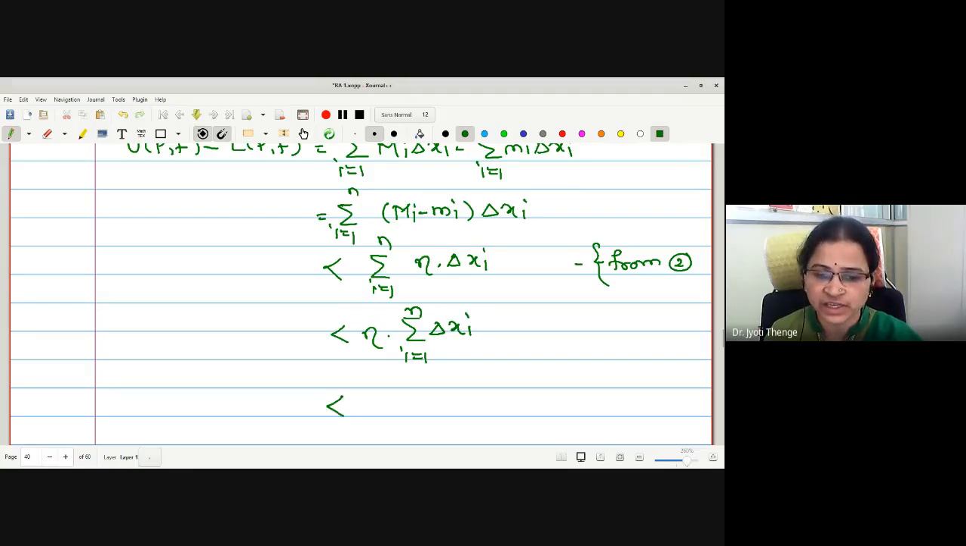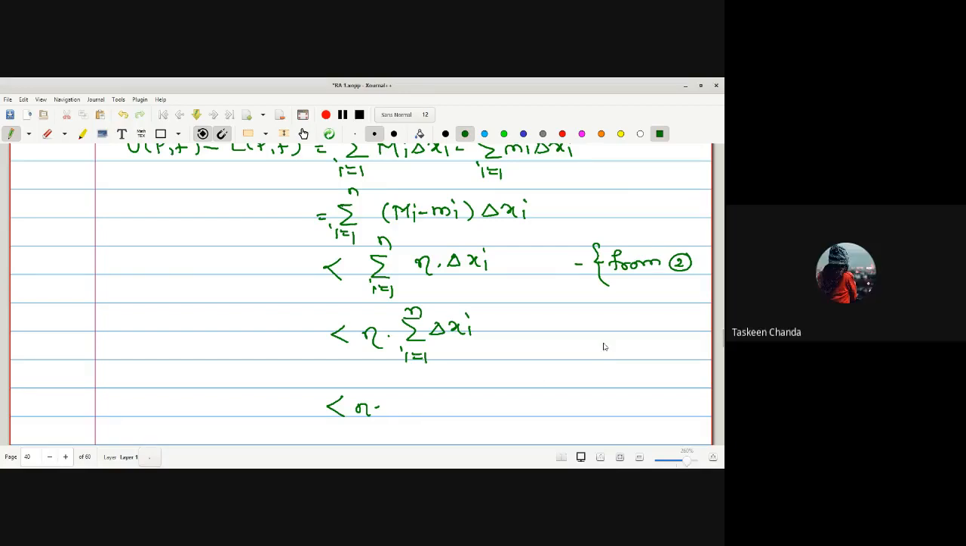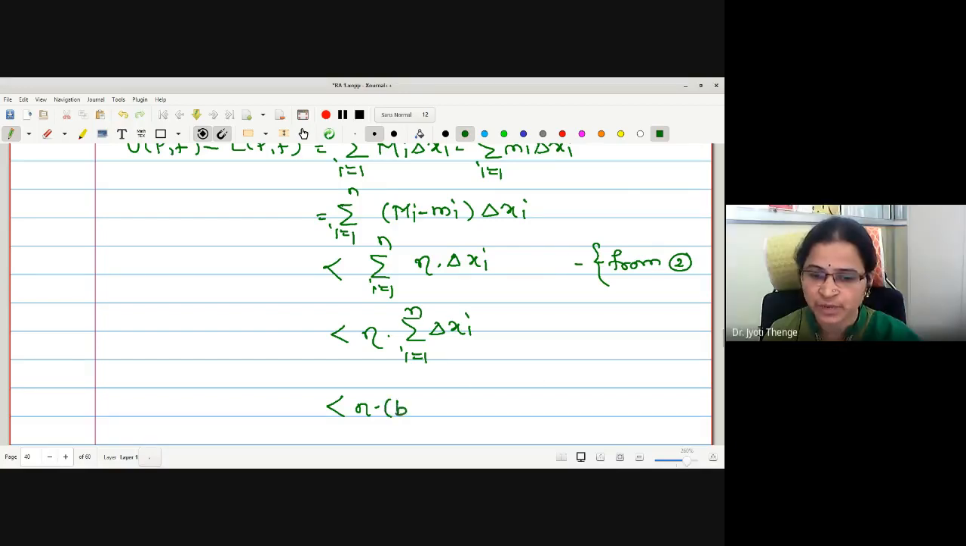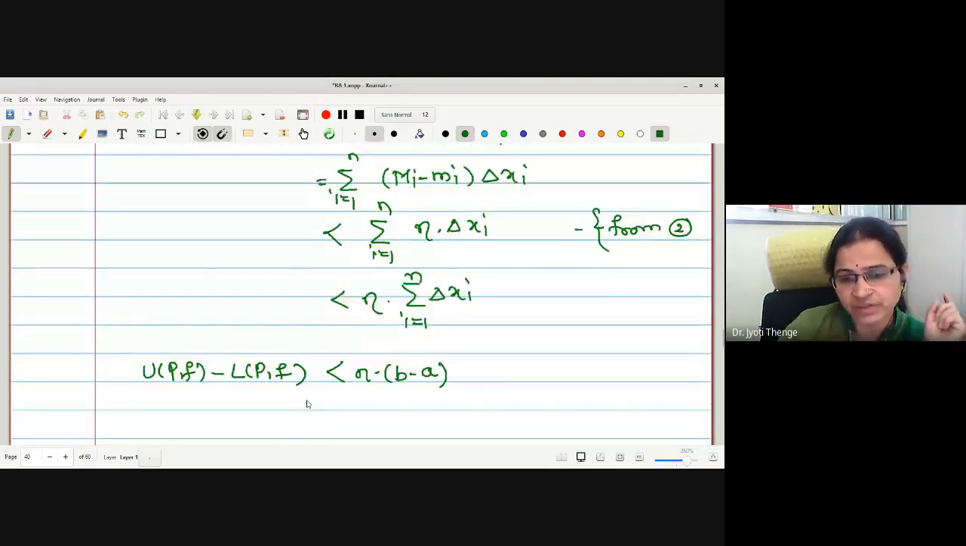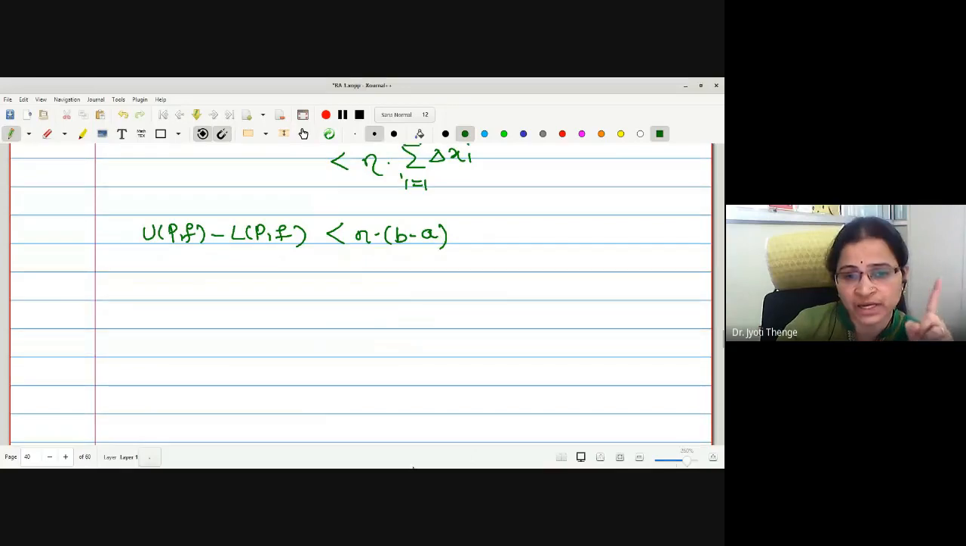Now, what is summation delta xi? For the closed interval AB, sum of lengths of all subintervals. What is the value? Closed interval AB. Is it b minus a? B minus A. Yes, ma'am. Length of the closed interval AB, right? What is the aim to prove? This number eta times b minus a is less than epsilon. Correct? For initially, whatever eta we have written, we will choose the number eta such that this is going to be less than epsilon.